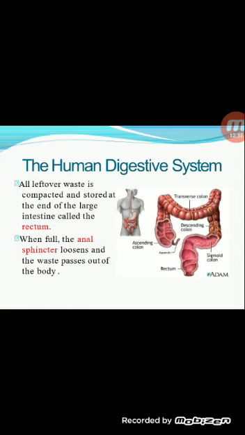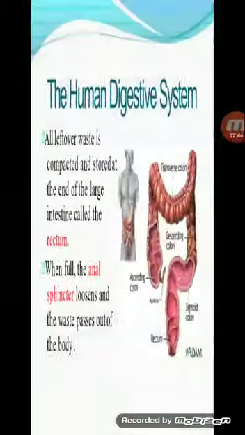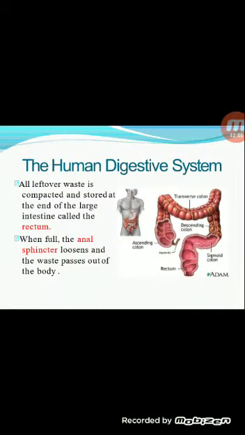What is happening over here? Once the waste comes to the anus, the anus becomes loose and then the waste comes out from the anus. Isn't it, children? Hope you understood now the complete picture of the digestive system as well as the parts of the digestive system.